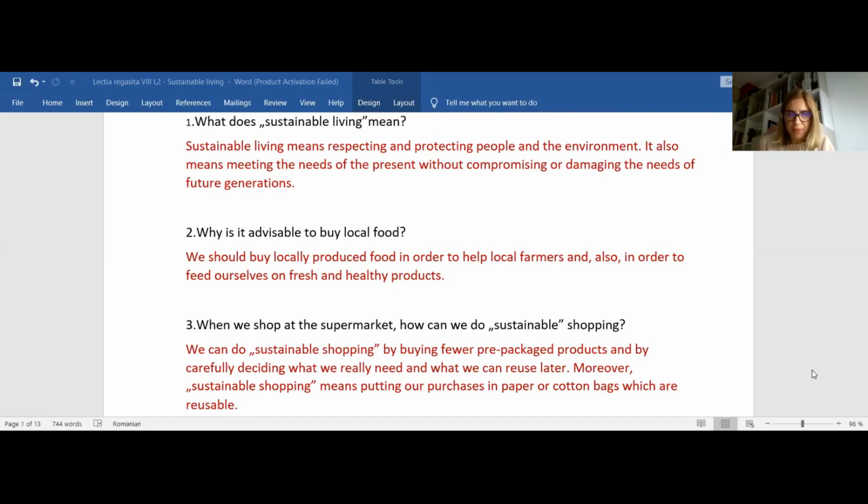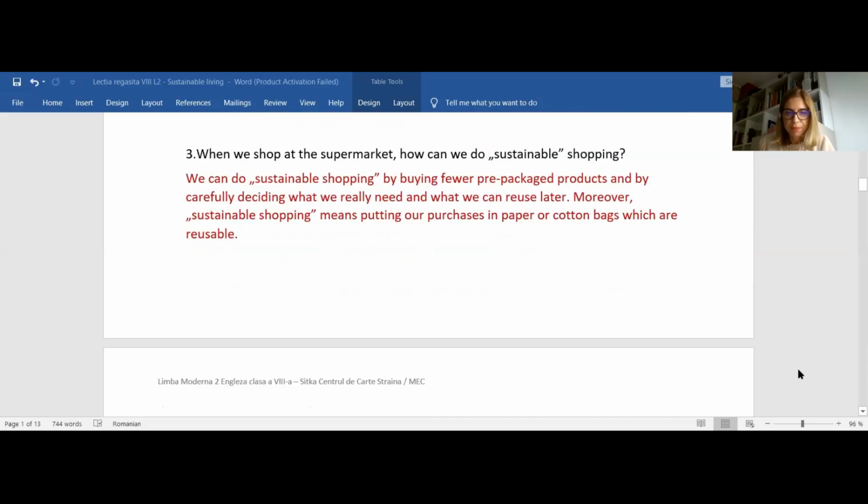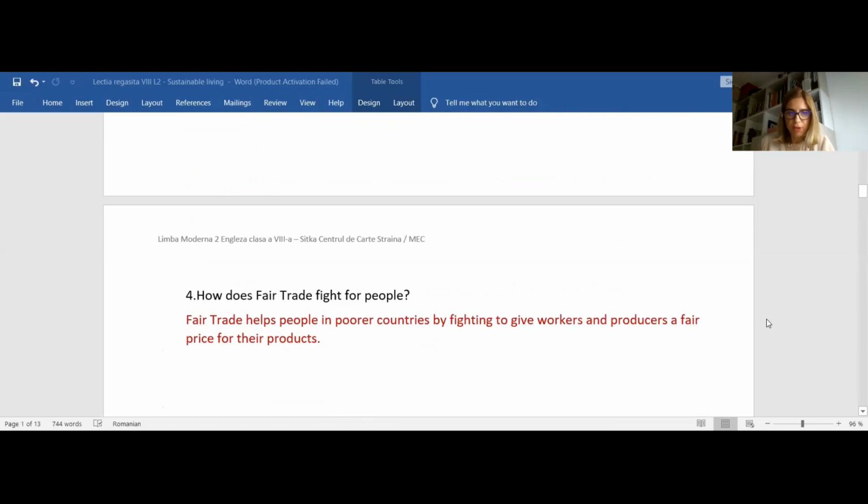And finally, the last question. Question number 4. How does fair trade fight for people? Fair trade helps people in poorer countries by fighting to give workers and producers a fair price for their products.